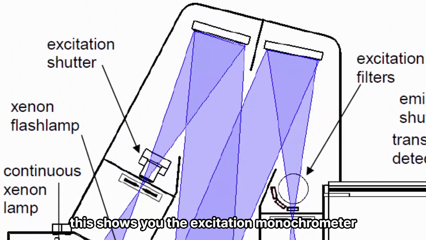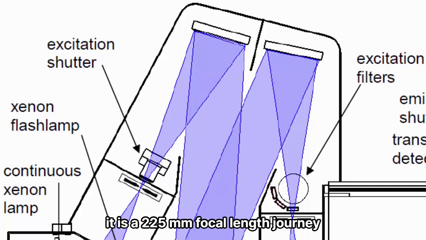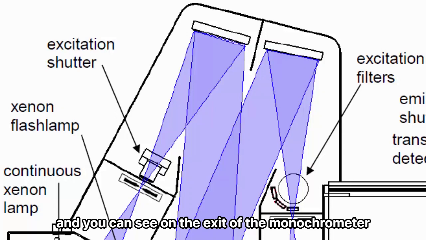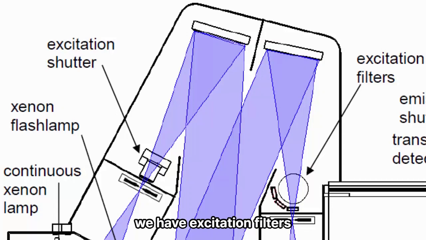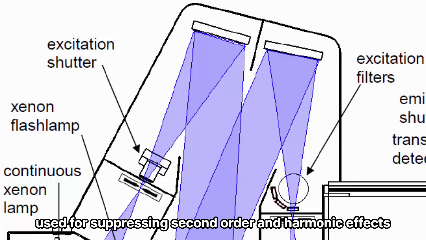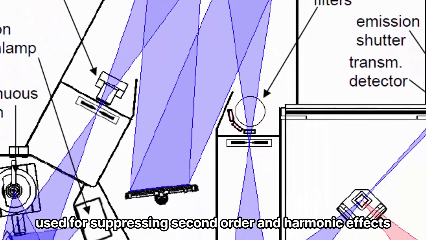This shows you the excitation monochromator. It is a 225mm focal length Czerny-Turner monochromator. It has two spherical mirrors and a grating. The excitation shutter is used to block the light from coming into the monochromator. And you can see on the exit of the monochromator we have excitation filters. These are long wavelength pass filters used for suppressing second order and harmonic effects.